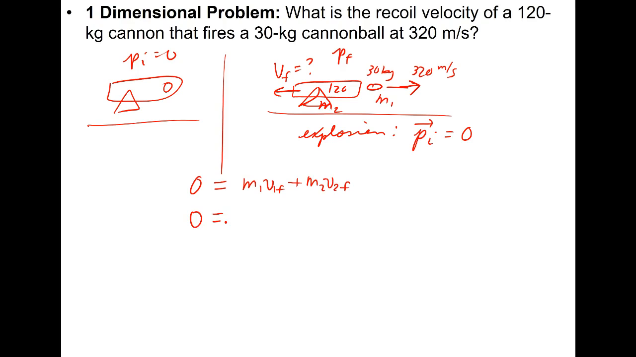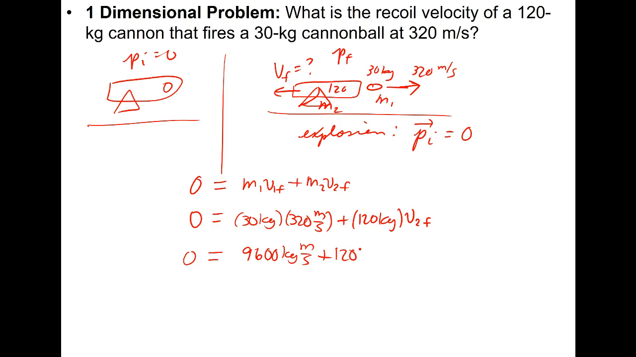Now, one thing you want to keep in mind is don't try to guess a final velocity direction. Just add it up, and if something is going in the negative direction, the math will make that work out. So in this example, we have 30 kilograms for the cannonball and 320 meters per second, plus 120 kilograms for the cannon and V2 final for the cannon. So I'm going to evaluate that. 30 times 320 is 9,600 plus 120 kilograms times V2 final.